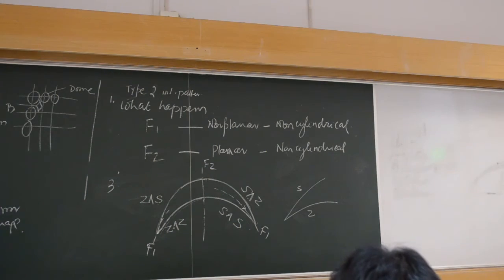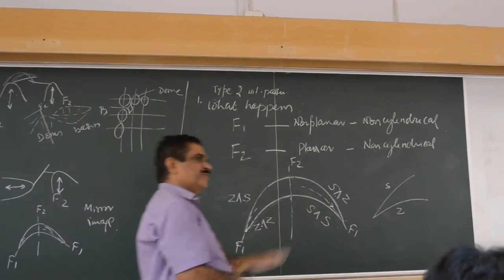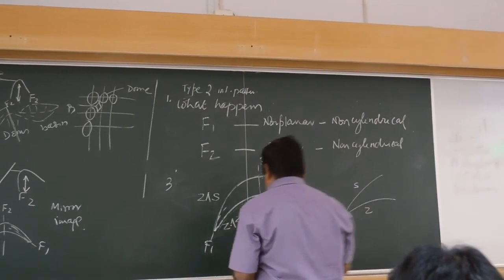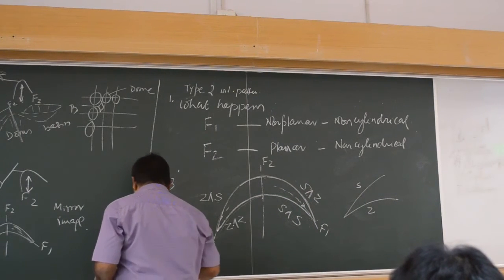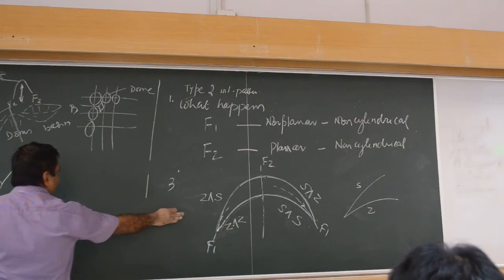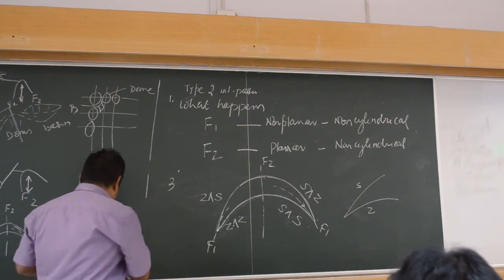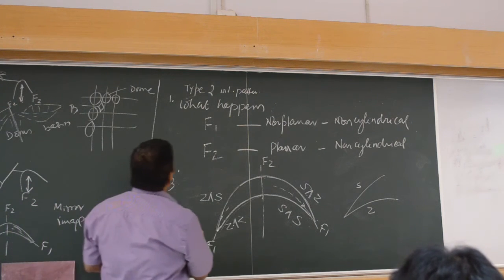In this respect, see, many times this remains a doubt, na, for a long time. Anyway. So this part is over. I'll give you one example of a type 2 interference pattern.